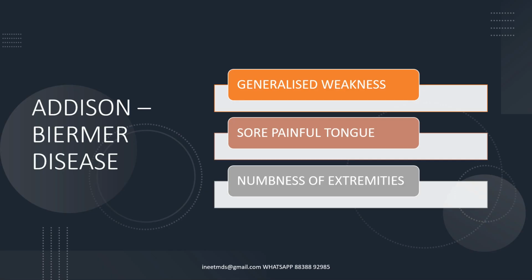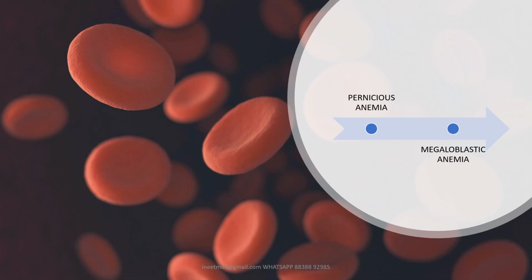So, now this Addison-Weber disease is a pernicious anemia when the B12 deficiency is associated with clinical findings like generalized weakness, sore painful tongue. The ulcers are called as Mueller's glossitis. There is numbness in the extremities. Then this condition is called as Addison-Weber disease.